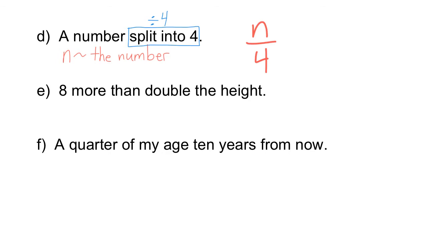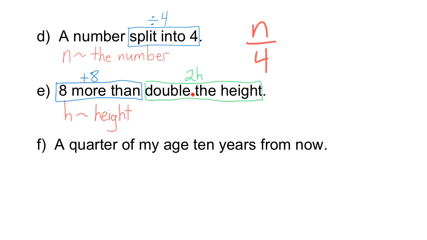Now we're getting a little more tricky. 8 more than double the height. Okay, what's the unknown? It's the height. So let h represent the height. 8 more than, so it's plus 8, something plus 8. Double the height. Well, double, that's times 2. So it's 8 more than this. And this is 2h. So it's 8 more than 2h. So it's 2h plus 8.